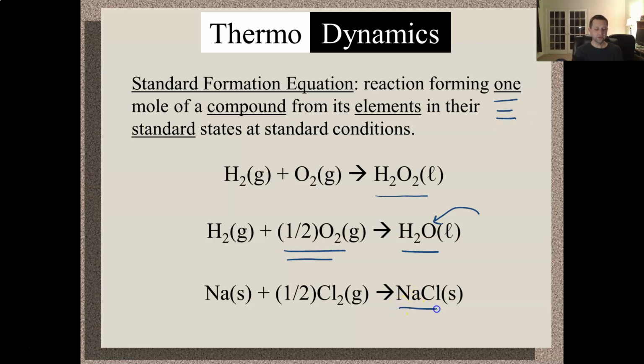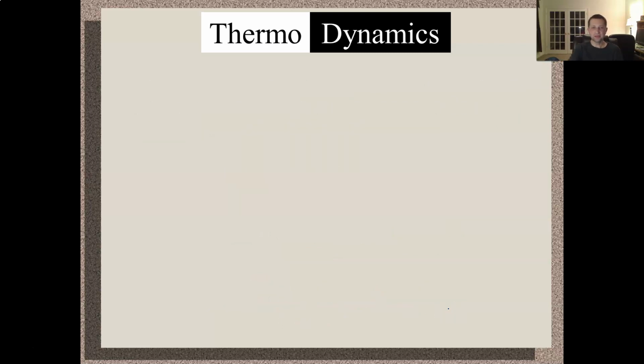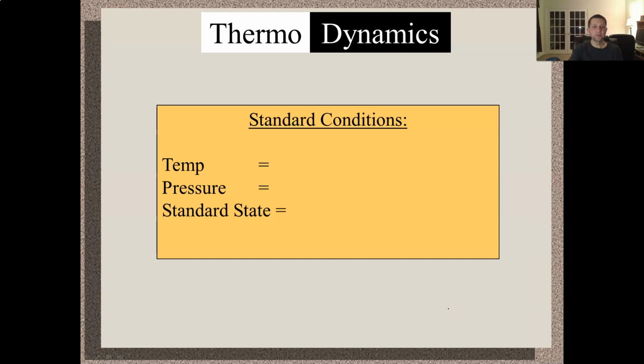Finally, we have the formation equation of table salt. So we have Na solid plus 1/2 Cl2 produces NaCl. So let's see if we remember exactly how to do this, and we'll do 1 or 2 practice problems. Let me define standard conditions first.